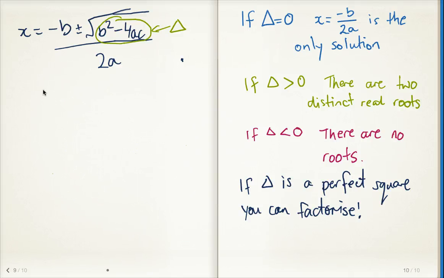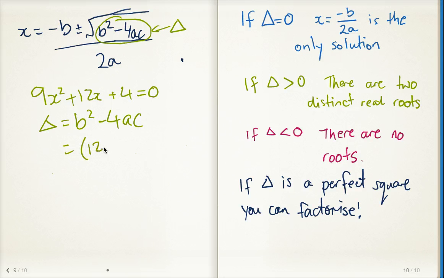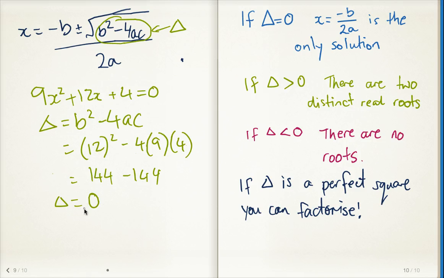The last one we're going to do is we're going to start with the equation 9x squared plus 12x plus 4 equals 0. I want to use the discriminant. The discriminant is equal to b squared minus 4ac, so that's going to end up being 12 squared minus 4 times 9 times 4. So this ends up 144. 4 times 9 times 4 is also 144, so what I end up with here is 0. My discriminant is equal to 0. That means there is only one solution.